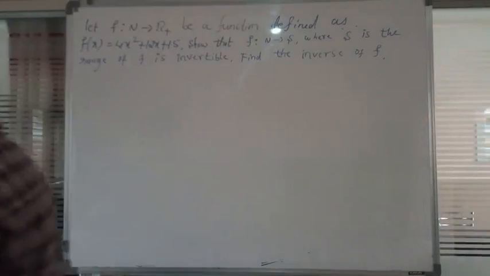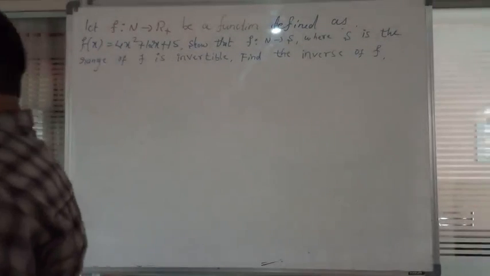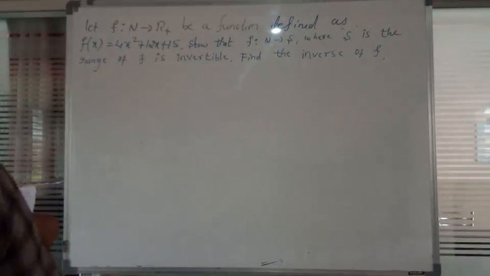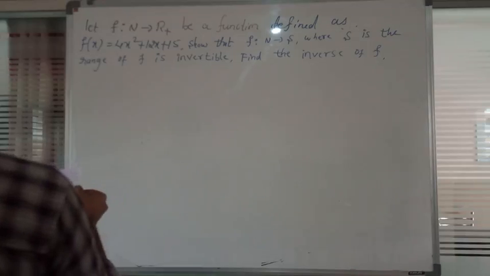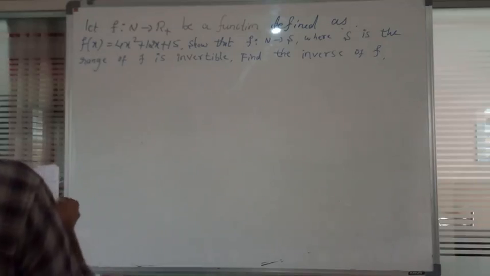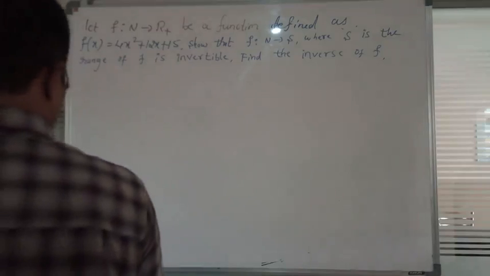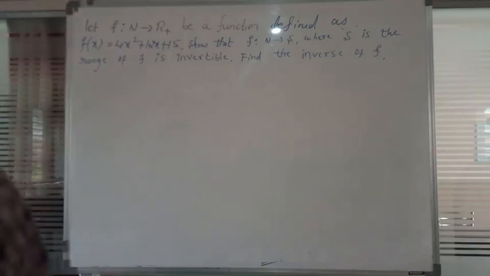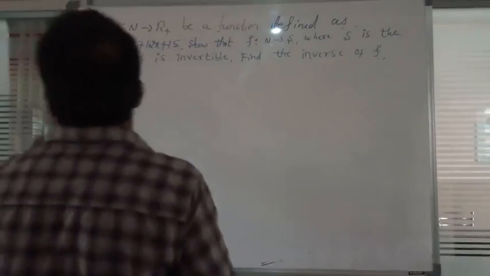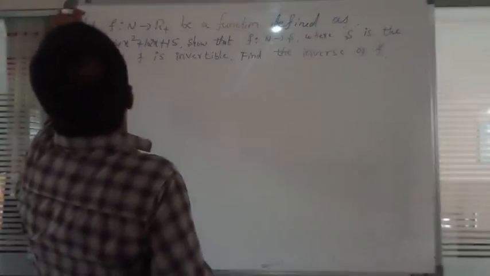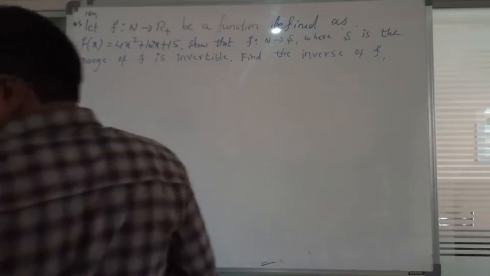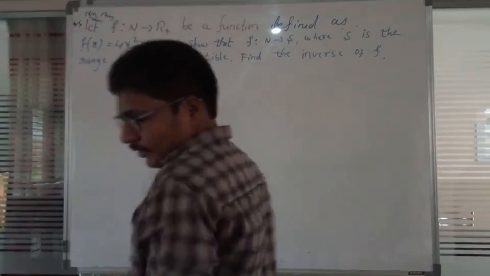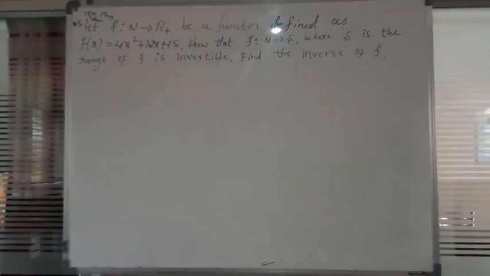This question is asked in 16 March and 17 March. F from N to R be a function, f of x is equal to 4x square plus 12x plus 15. Show that f from N to S where S is the range of f is invertible. This question is very important. This one is asked in 16 March and 17 March.